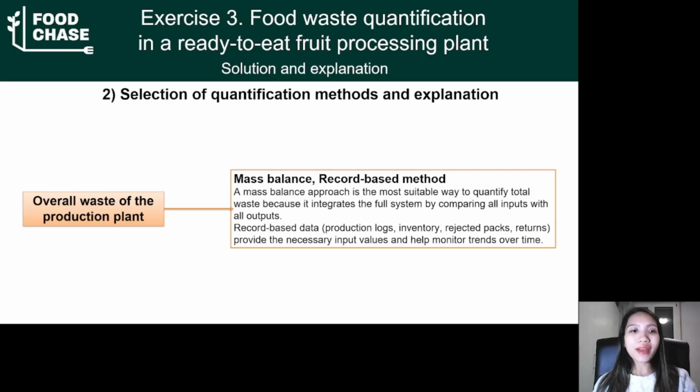For the overall waste of the production plant, we can apply mass balance and record-based method. A mass balance approach is the most suitable to quantify the overall waste because it integrates the full system and compares all inputs and all outputs. Record-based data like production logs, inventory, rejected packs, and returns provide the necessary input values and help monitor trends over time.